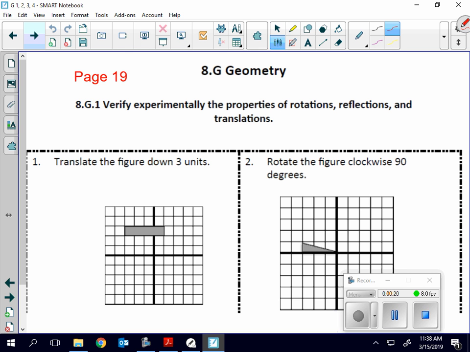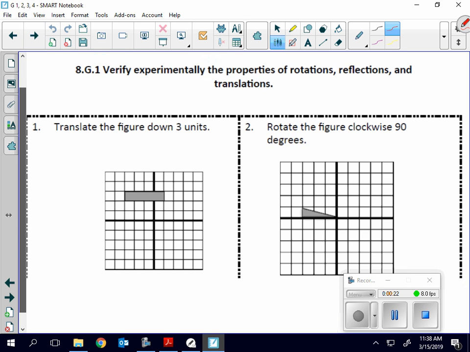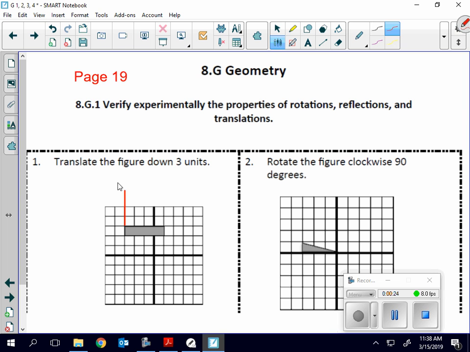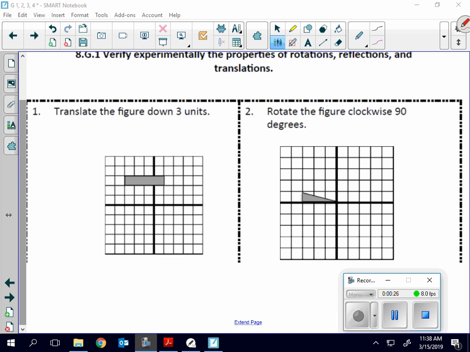All you're doing here is taking the edges of this. Okay, so I have 4 corners here, and each of those needs to be translated down 3. So if I take this first corner, go down 3, 1, 2, 3 is the new one. I'm going to make it big when I make the new one.